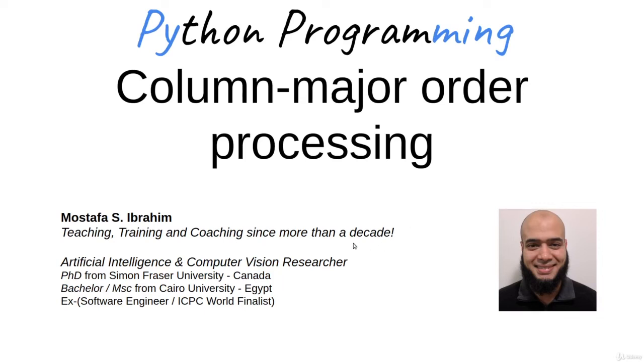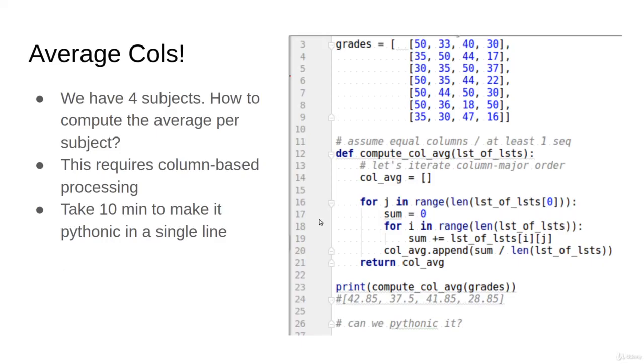Sometimes we would like to iterate column by column, not row by row. So let's say we have the data and would like to compute the average per subject. So we have 4 subjects here like math, science, and so on. Assuming for a while that all of the columns are equal in the number of items, 4, 4, 4, 4.